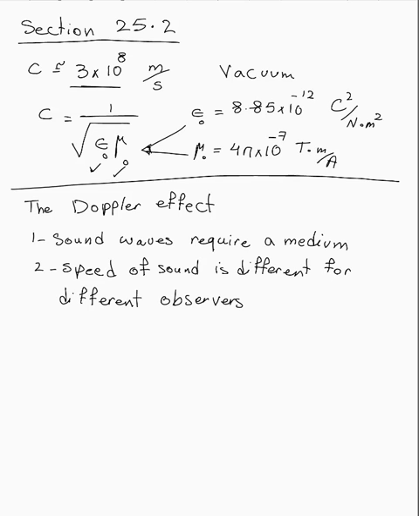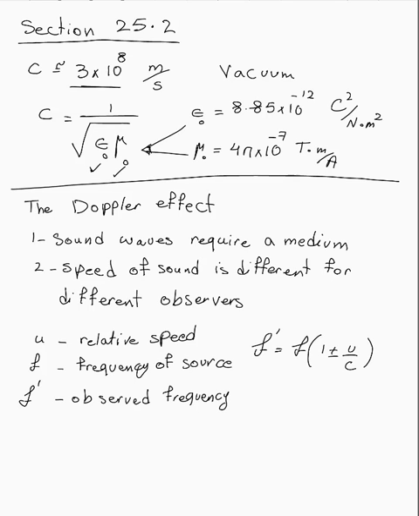So there is just one Doppler effect for electromagnetic waves, and it depends only on the relative speed between the observer and the source. Let's call u the relative speed, which is small compared with the speed of light, and let's call f the frequency of the light source. Then we can define the observed frequency to be f' = f times (1 ± u/c).